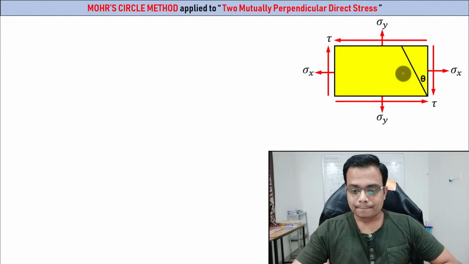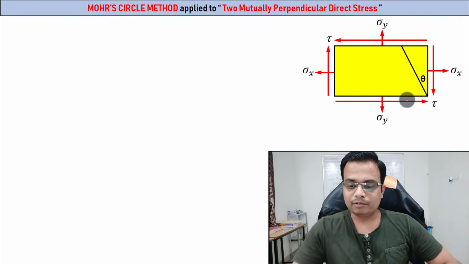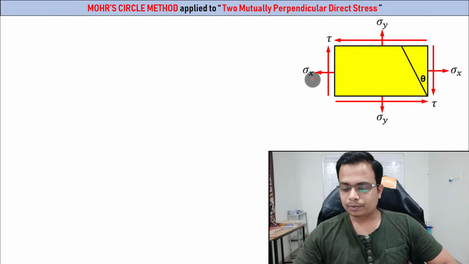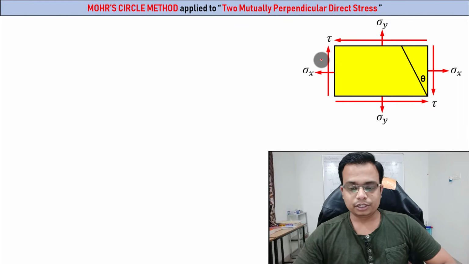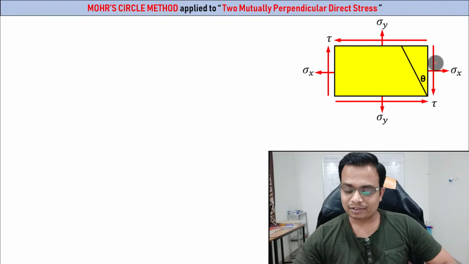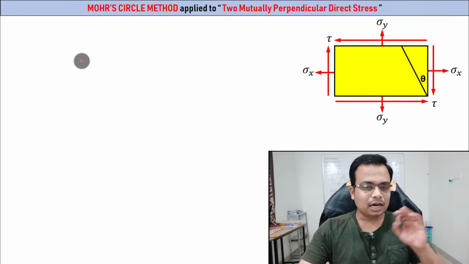Here we go. So this is the element or a member which is subjected to normal tensile stress sigma x and sigma y, and there is shear stress also, on the top face and also on the left and right faces. Let's see how things can be worked out.